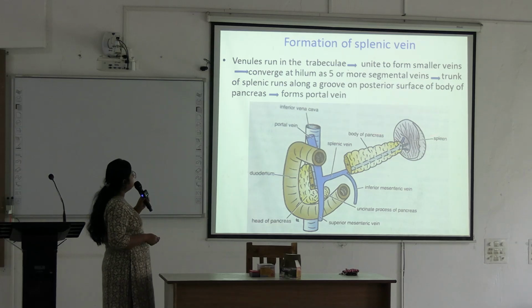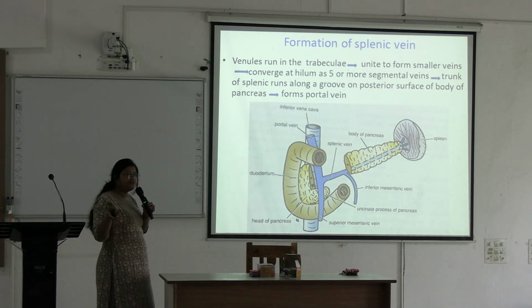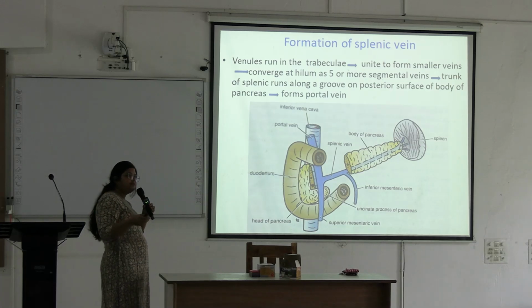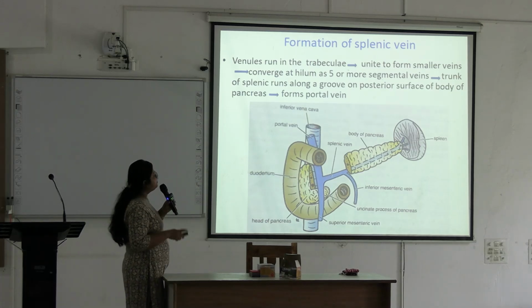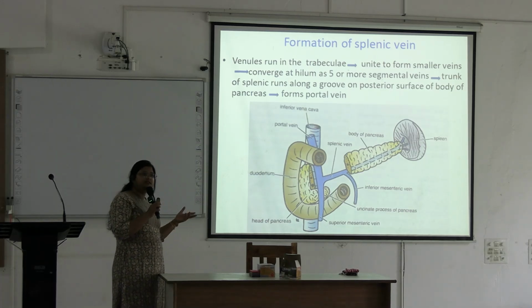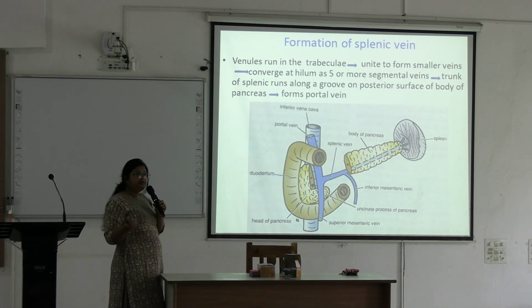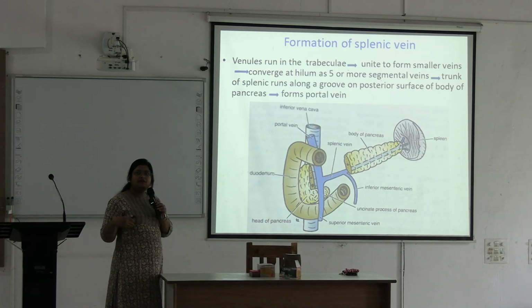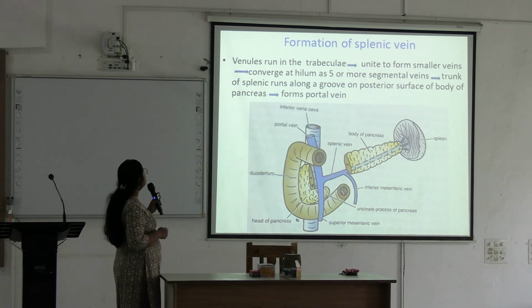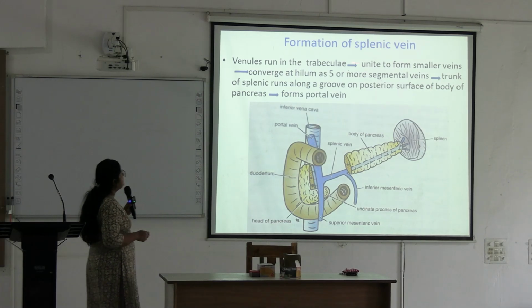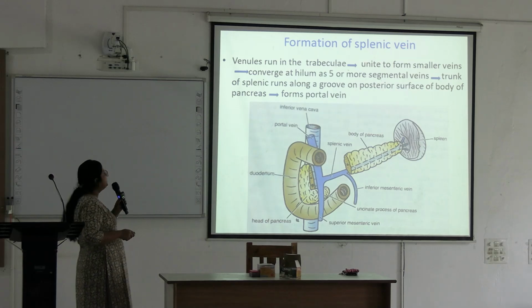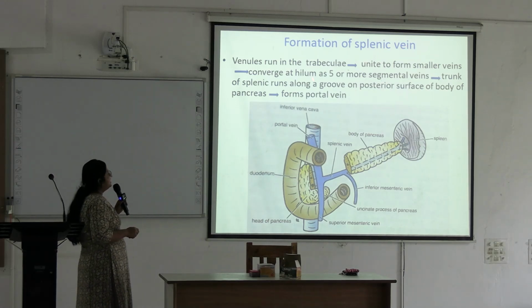So how is the splenic vein formed? All the trabecular veins will join to form the splenic vein. It lies along the posterior surface of the spleen. Okay, and it joins with the superior mesenteric vein to form the portal vein just behind the neck of the pancreas.